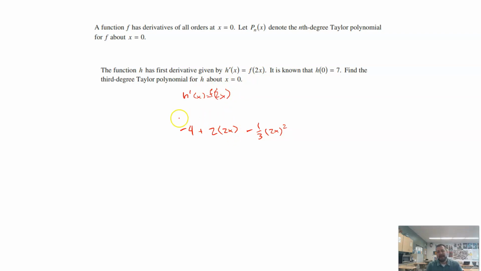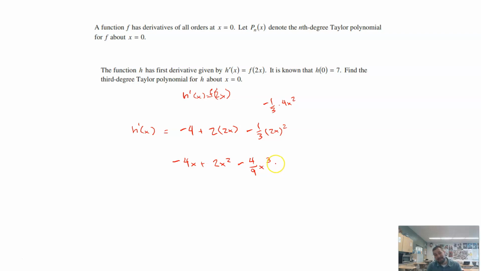So basically what I have to do is I have to say, okay, if that's the case, I'm going to take the antiderivative of this to get back to h of x. Okay, so h prime of x equals that. I need to get back to h of x. So I'm going to take the antiderivative, so I get negative 4x plus, this is 4x right now, so the antiderivative of that is 2x squared. And then this technically is negative 1/3 times 4x squared, so that's like negative 4/3 x squared. When I take the antiderivative of that, I get negative 4/9 x to the third, okay?